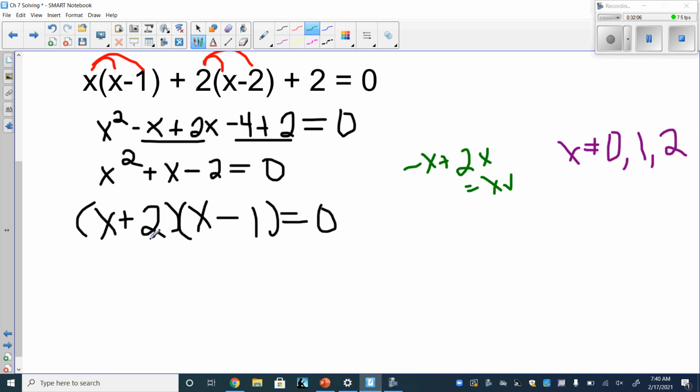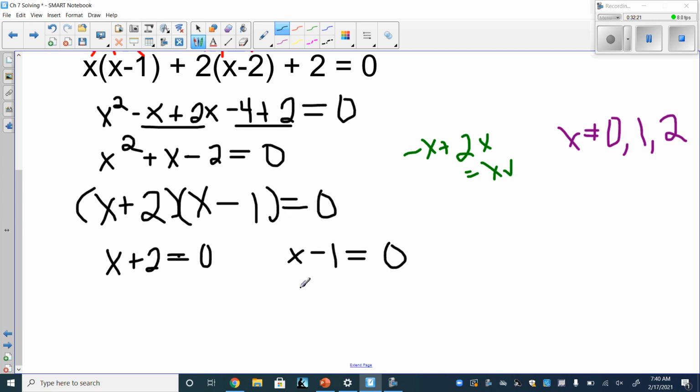And now because we have two things multiplied together equals 0, it means that one of them has to be 0. So either x plus 2 is equal to 0, or x minus 1 is equal to 0. One of these has to be 0. Now we just need to solve. So for the first one, we can subtract 2 from both sides, because 2 minus 2 would be 0, leaving us with x is equal to negative 2.